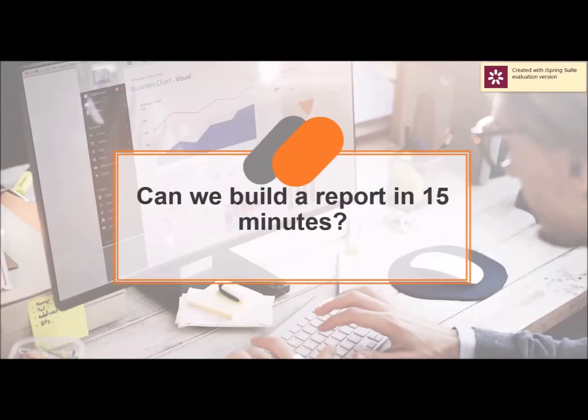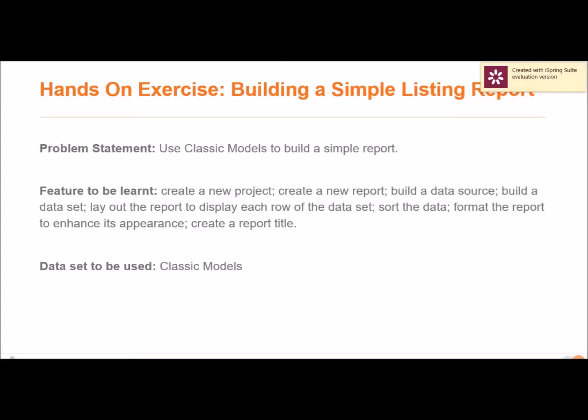Now let's quickly review. We used the Classic Models database. We created a new project, a new report, built the data source, and built the data set. Remember, we dragged those 4 columns from customer. We laid out the report. There were 3 columns. We sorted the data by customer name. We formatted the report. We added a style, and we created a report title, HTML.